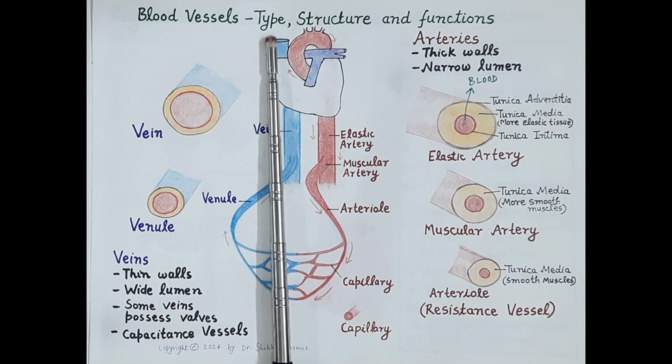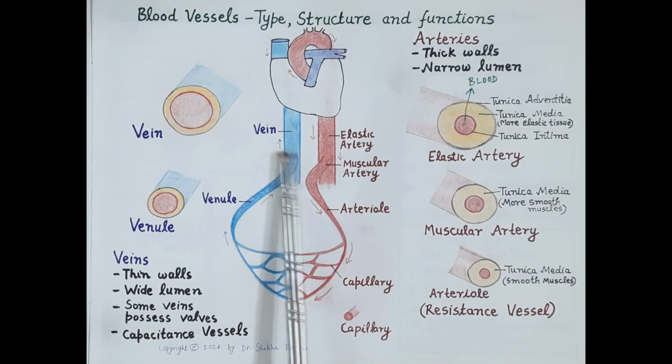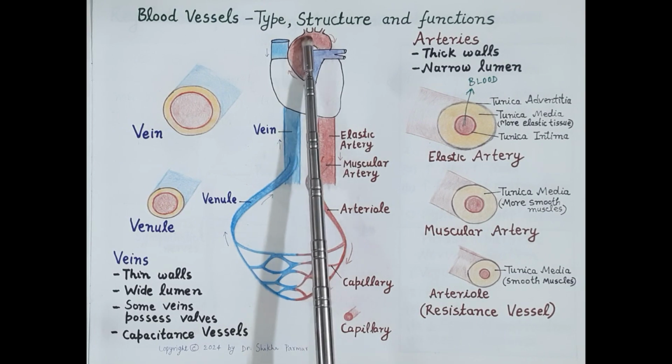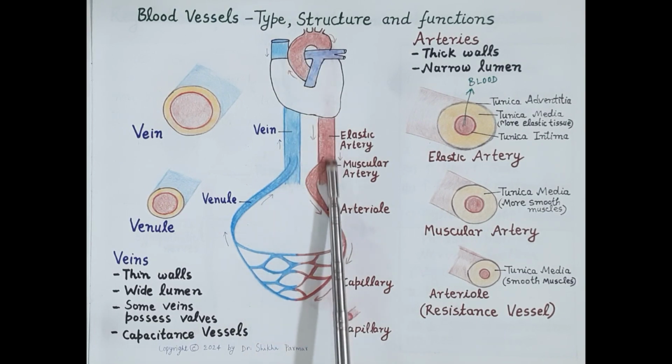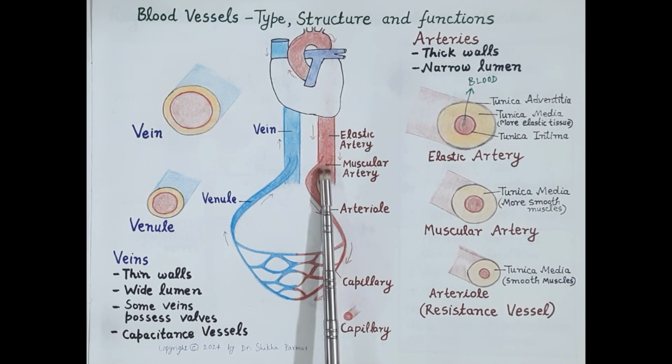Now let's understand different types of blood vessels. There are mainly 5 types of blood vessels: arteries, arterioles, capillaries, venules and the veins. Now this is an artery. Now arteries are the blood vessels that carry the blood away from the heart. Now they supply this blood to all the body tissues. Now all the arteries carry oxygenated blood except the pulmonary arteries.